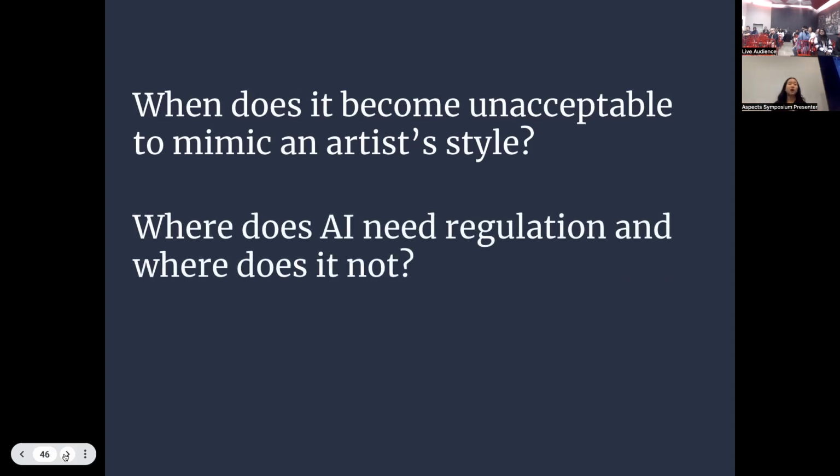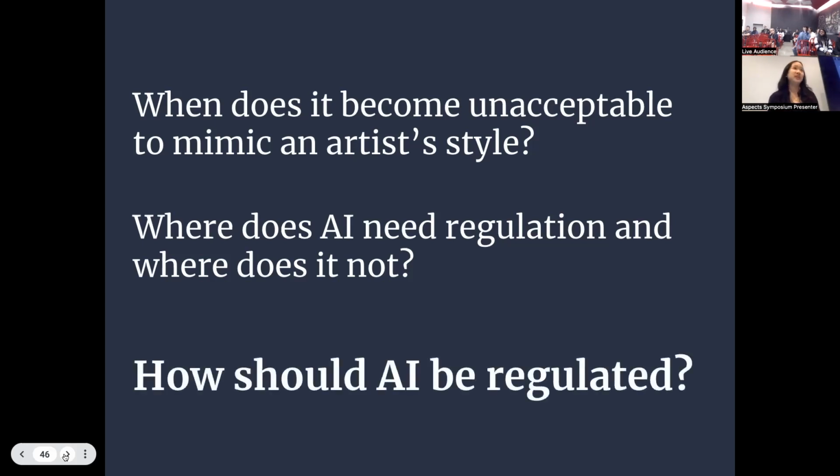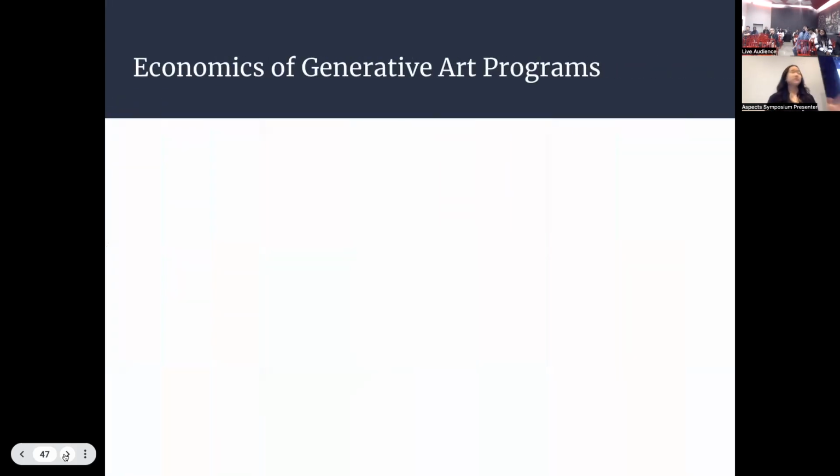Another question is, where does AI need regulation and where does it not? This is going to come up a lot during this presentation. And my general question is, do we need to regulate a toaster that knows when your toast is perfectly golden brown? And we probably should regulate a car that can drive itself. I don't know, that's kind of my opinion, though. And the big one is, how should AI be regulated? So kind of taking a dive into these problems, I also want to talk about the economics of generative art programs.